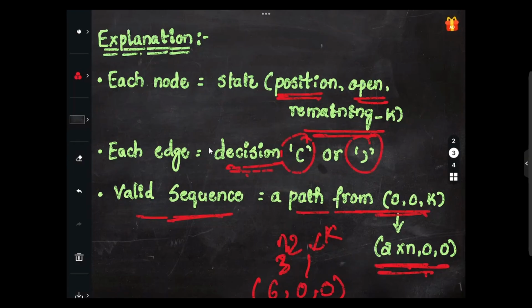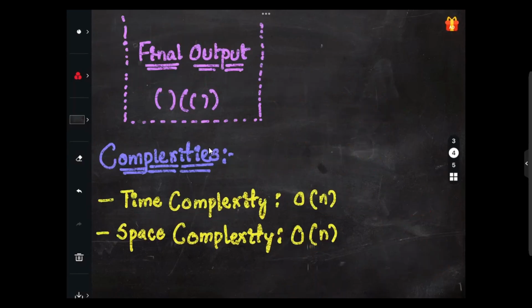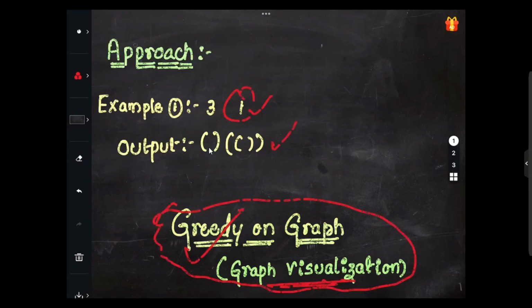This is how we will be making use of this. This is what the explanation says, and also why we make use of greedy, because we want to find the valid path. So 0, 0, k is equivalent to 2n, 0, 0. We got 6, 0, 0 previously, so the output is 6, 0, 0, which is equivalent to the bracket sequence, which is absolutely correct. The output we got here is equivalent to the output they have mentioned for example 1 within the question.